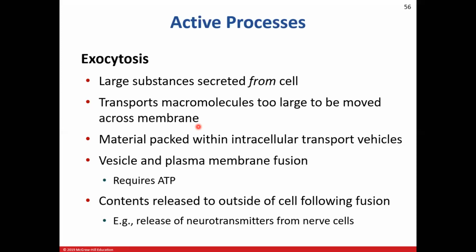And this vesicle and the plasma membrane then begin to fuse. And the fusion of the vesicle and the plasma membrane actually requires ATP. From here, the contents are then released to the outside of the cell following the fusion of that vesicle to the plasma membrane. An example of this is going to be the release of neurotransmitters from our nerve cells, okay? And so we'll talk about that when we get into later chapters dealing with muscle contraction and action potentials.